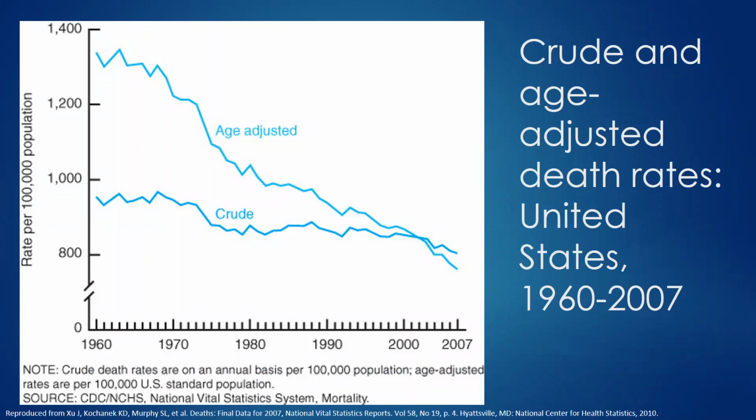Here's an example of crude rate versus an age-adjusted rate. This is the mortality rate in the US from 1960 to 2007, and you can see the crude rates along the bottom. If we were looking at that, we might say there was a decrease in the mortality rate in the US over this time period, but it wasn't substantial. However, if we account for the fact that the population actually aged over that time period, so on average, Americans got older between 1960 and 2007, then we see a much more dramatic drop in mortality rate in the US, and that's just accounting for the change in the population age distribution over the time period.